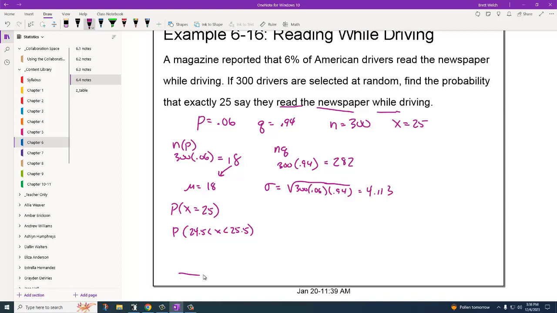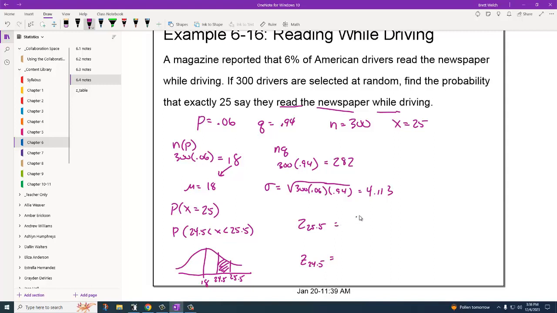So if I were to draw a normal distribution curve, 18 is right in the middle, 24.5 would be around there, and 25.5 would be there. And I want in between those. So this is one where I have to do two z-scores and then find the difference, or find the middle. Okay. So I need the z of 25.5 and I need the z of 24.5.